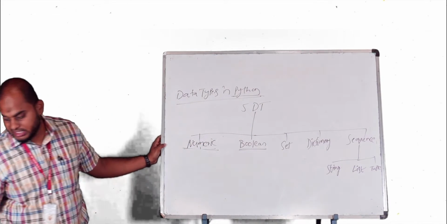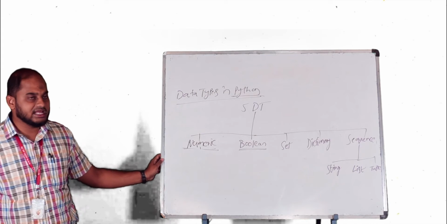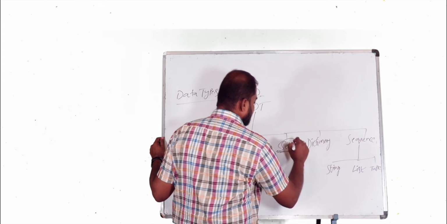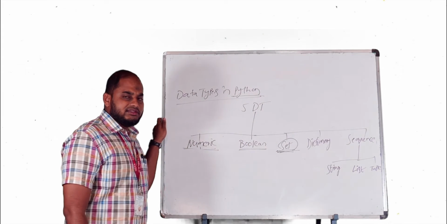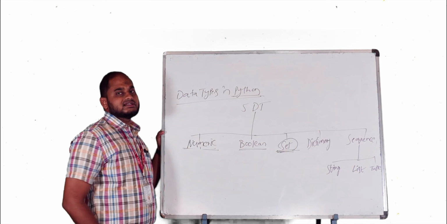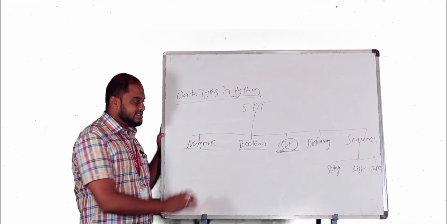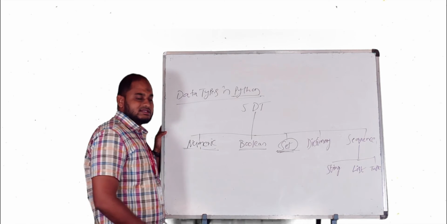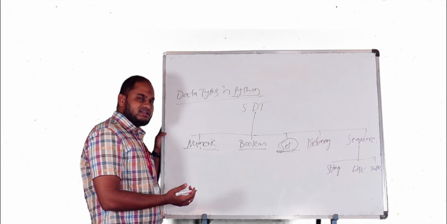Now moving on to the next one. So the next data type is called set. Set in Python programming comes under data structure as well as data type. It is a built-in data type as well as a built-in data structure. Again, as a data structure, it will consider different types of elements.